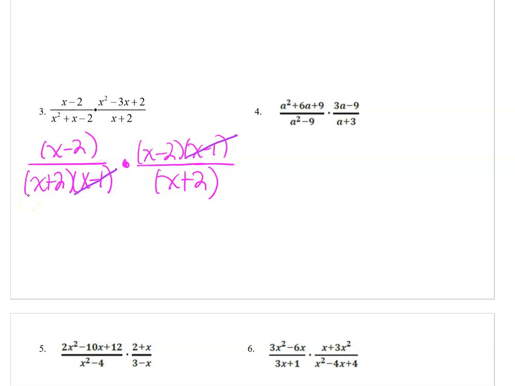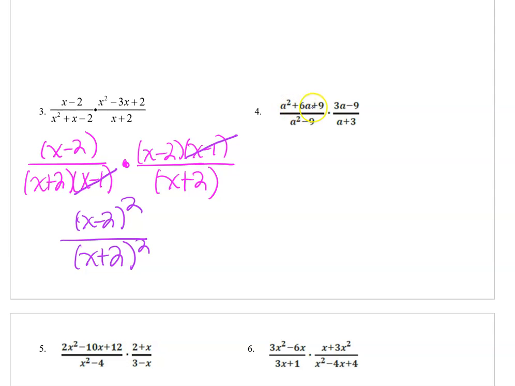Actually, that's it. I can't cancel anything else. There's no more matching pairs between a numerator and denominator. I'm recognizing I have x minus 2, x minus 2. So that's x minus 2 squared all over x plus 2 times x plus 2, which is x plus 2 squared. That's done. You can't reduce that any further.